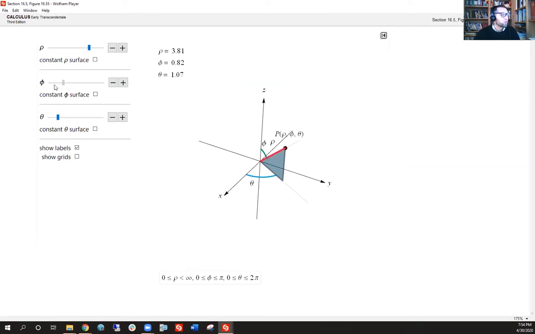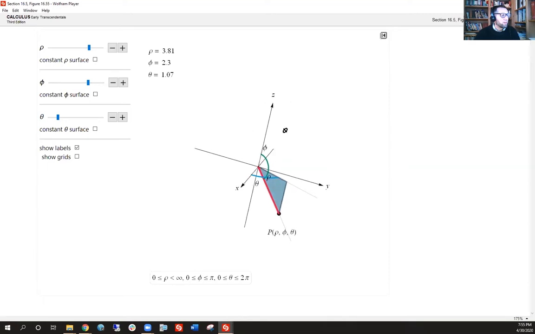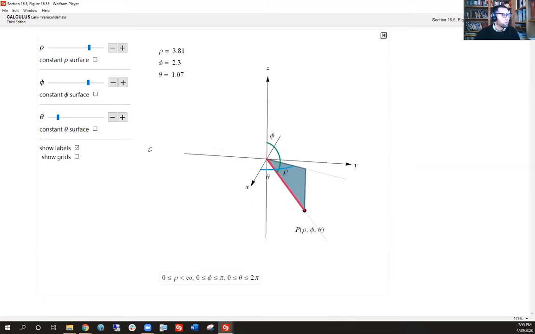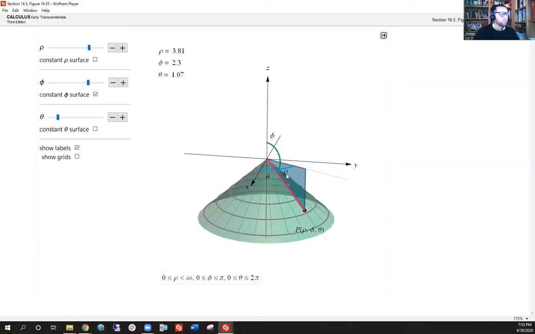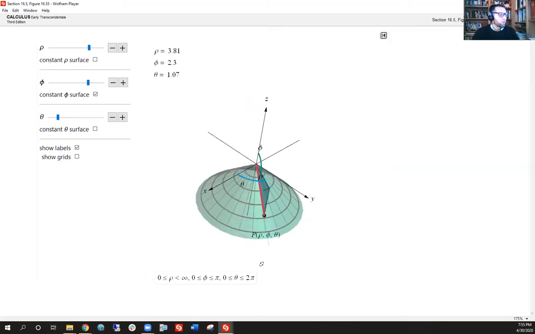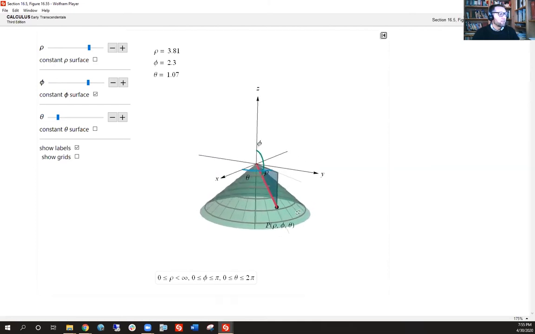And then the more interesting one is, of course, phi, which is 0 at the positive z-axis and rotates down to pi on the negative z-axis. So we, of course, have the 3D rotation ability that's pretty standard. And then one thing I'd like to point out is that this particular animation also has this extra feature where we can ask what happens if, for example, phi is equal to a constant. And so you can see the cone appearing when I set phi equal to constant.